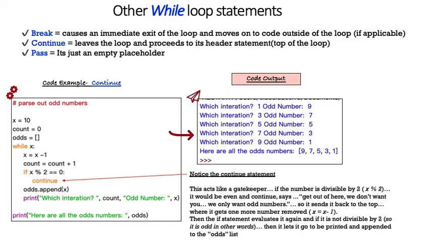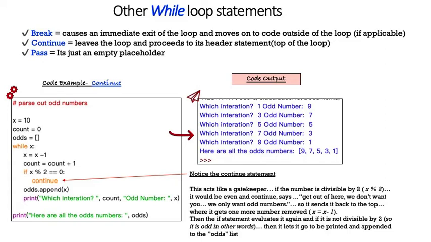We want to parse out just the odd numbers. Let's go through it. X equals 10, so we have an integer, setting 10 to variable x. We have a counter set to 0, and then we have odds, an empty list. So while x, x equals x minus 1, count equals count plus 1. So x will decrement and count will increment.